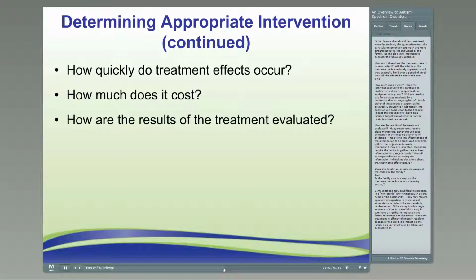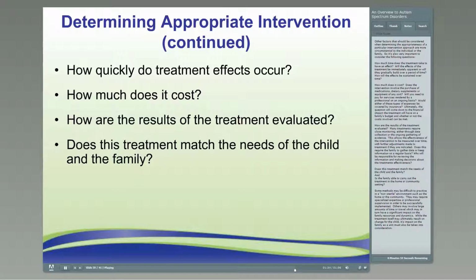How are the results of the treatment evaluated? Many treatments require close monitoring, either through data collection or the ongoing gathering of evidence. This allows the effectiveness of the intervention to be measured over time, with further adjustments made to the treatment if they are indicated. Does this require the family to gather data or to keep information on a regular basis? Who will be responsible for reviewing the information and making decisions about the treatment's effectiveness?